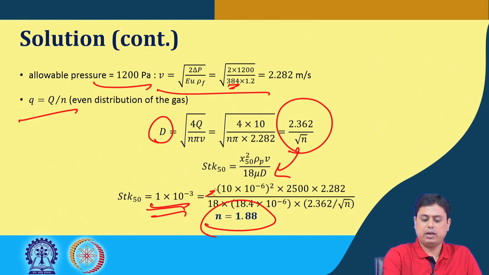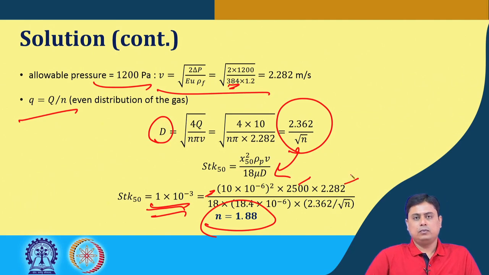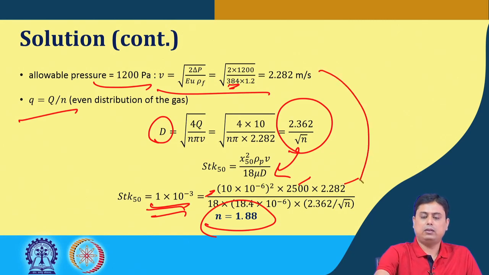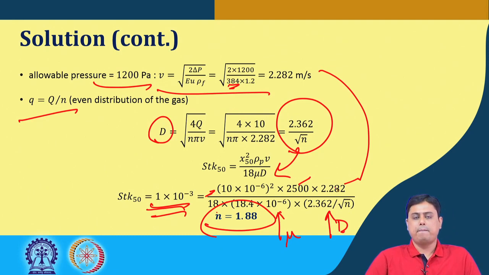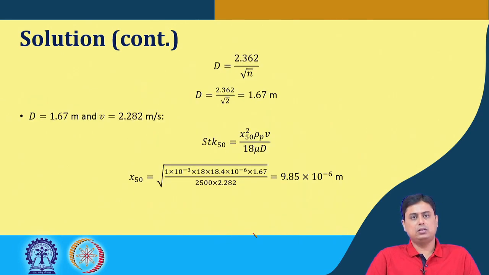So x is 10 micron, this is 2500, the particle density, this is the characteristic velocity that we have calculated, 18 mu value is given, and this is the diameter in terms of n. So we find n to be 1.88, and since it cannot be a fraction, it has to be a whole number. So we need at least 2 cyclones to affect this cut size.